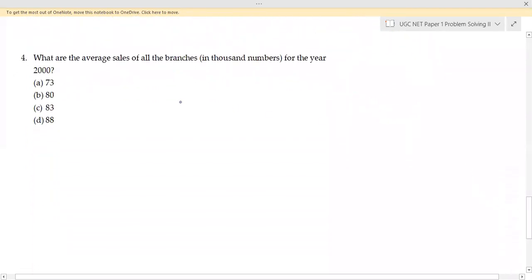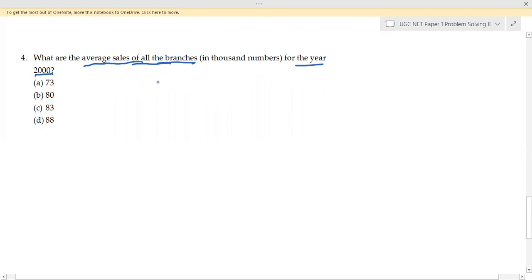Yeah, coming to the fourth question. The question appears to be very simple, I think. What are the average sales of all the branches for the year 2000? So that means now we have to worry about what is the average sales of all the branches in terms of thousands itself. They're asking in terms of thousands. Actually, the graph itself, we have the data in terms of thousand only. So that's nothing to worry.